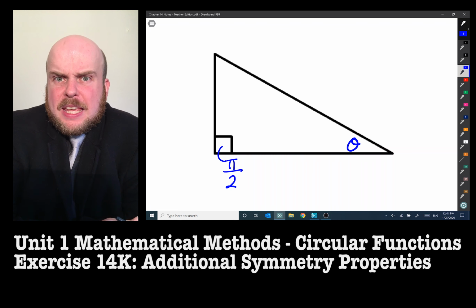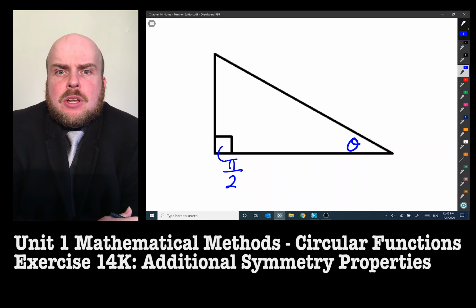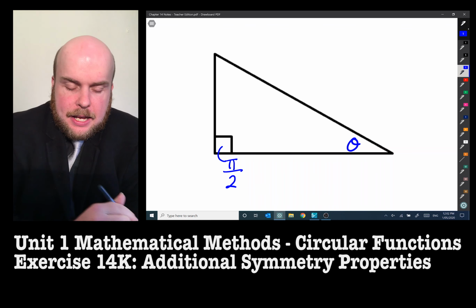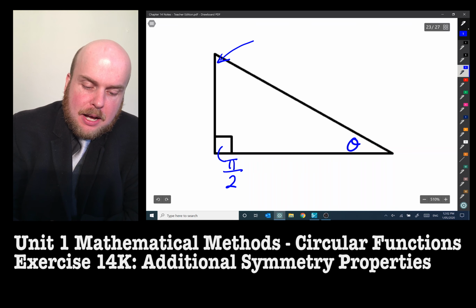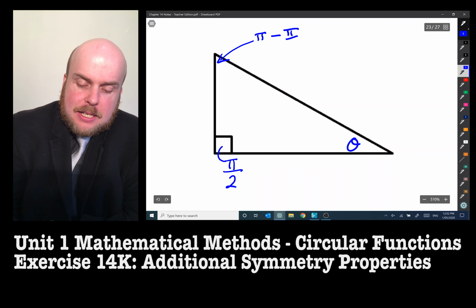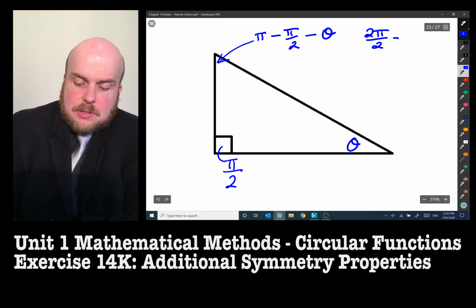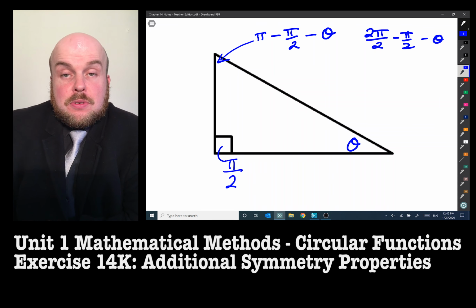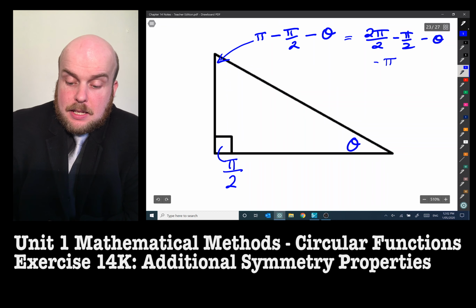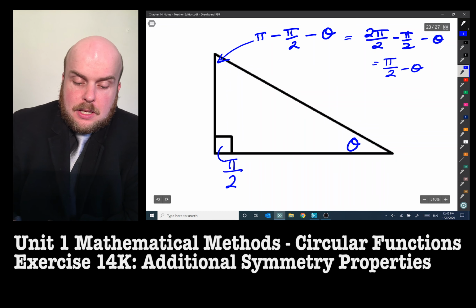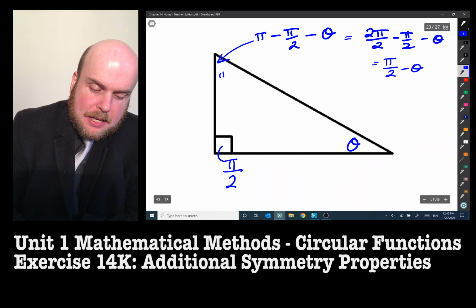So what would the other angle be? Well, I know that all angles in a triangle add up to 180 degrees, or pi. So this angle will be pi, take away pi on 2, take away theta. Or in other words, 2 pi on 2, take away pi on 2, take away theta. 2 pi on 2, take away pi on 2, just leaves me a pi on 2. So I can label that angle up here as pi on 2, take away theta.